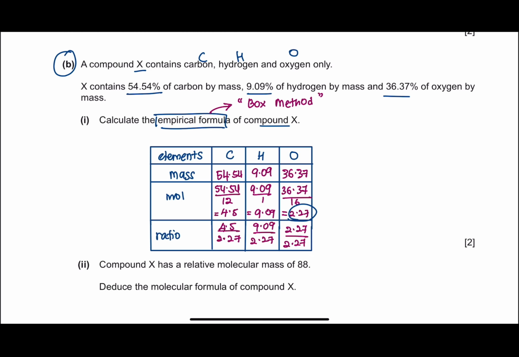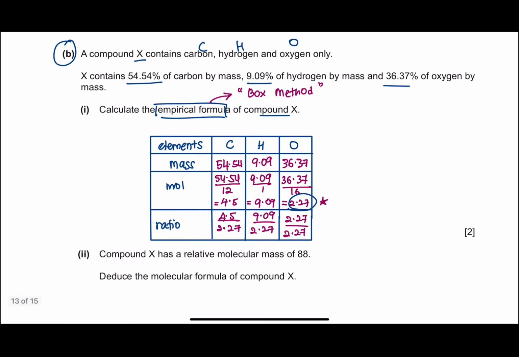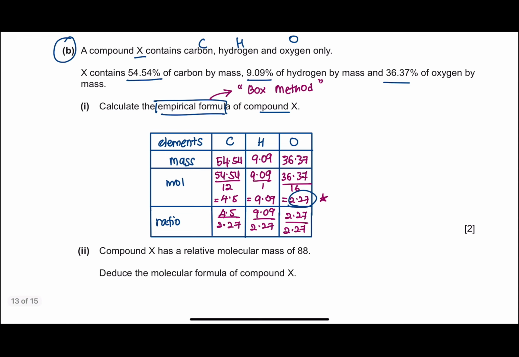You're going to divide all the number of mole by 2.27, and the reason is because 2.27 is the smallest number here. So after dividing them, you will be able to get a value of 2 carbon, 4 hydrogen and 1 oxygen. Now this is the value for how many element is present in that particular compound X. So this is what compound X empirical formula would be.